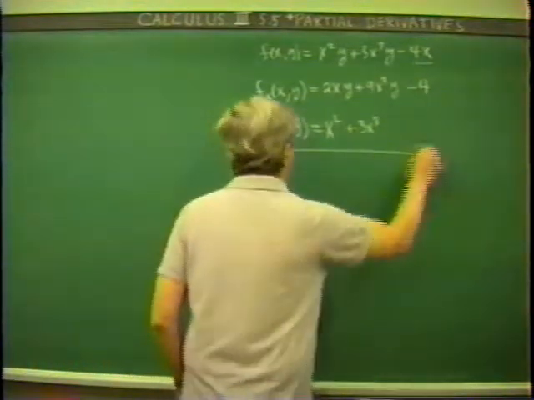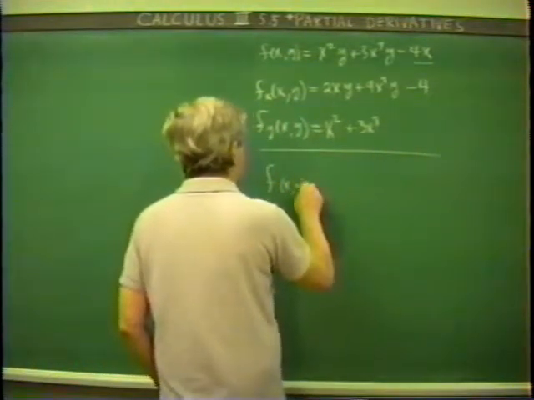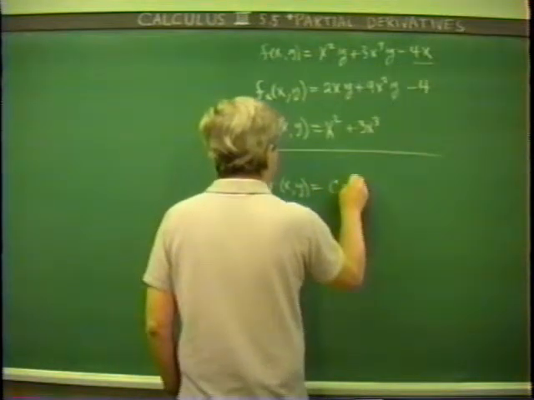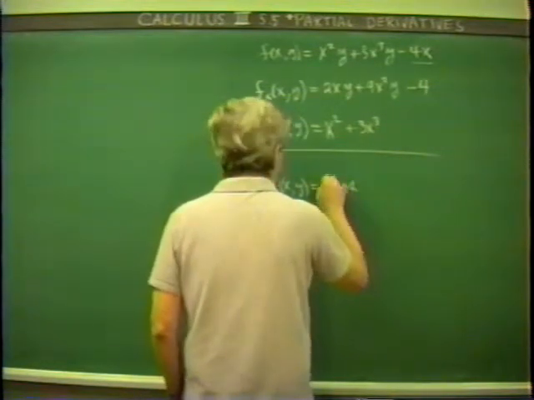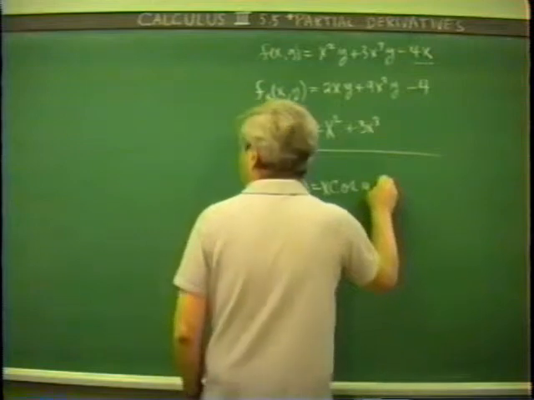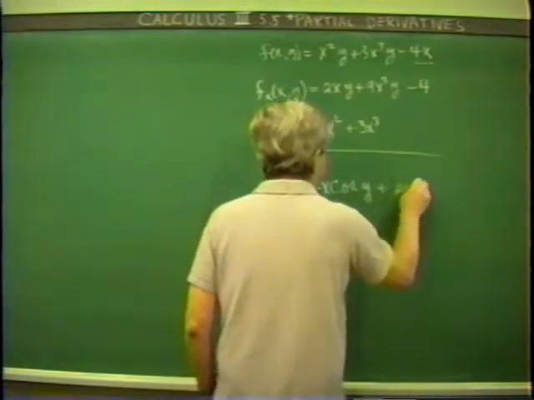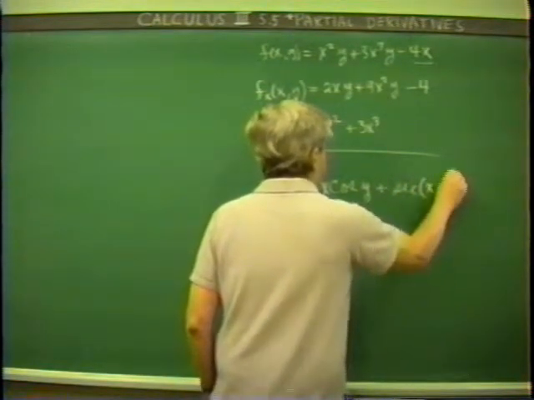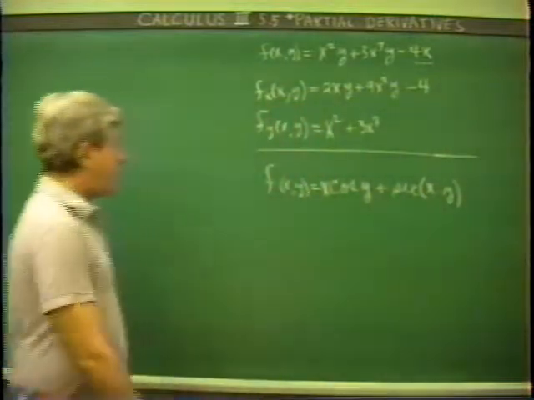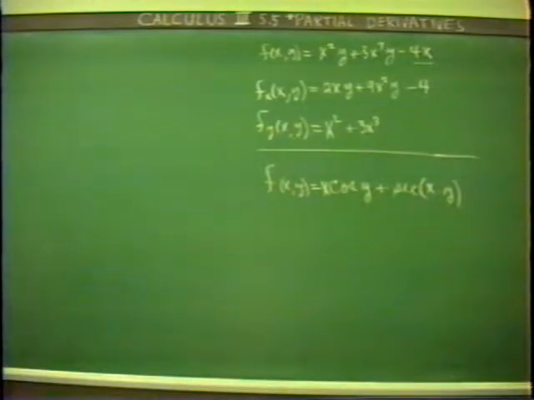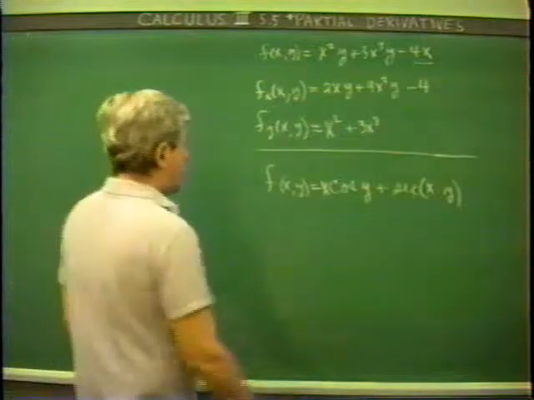Let's take a look at another example. Let f of x and y equal x cosine y plus secant of x times y.